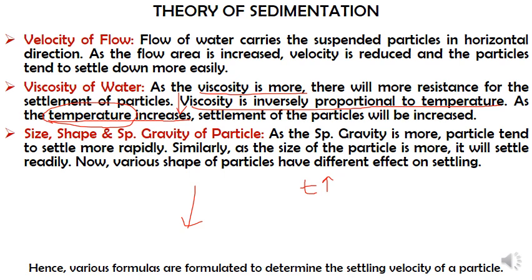Whereas the third one is size, shape and specific gravity of the particle. As you know, when the size is more, obviously the settlement will be faster. When the specific gravity is more, the particles will also settle down at a faster rate. But when it comes to the shape, it actually depends.